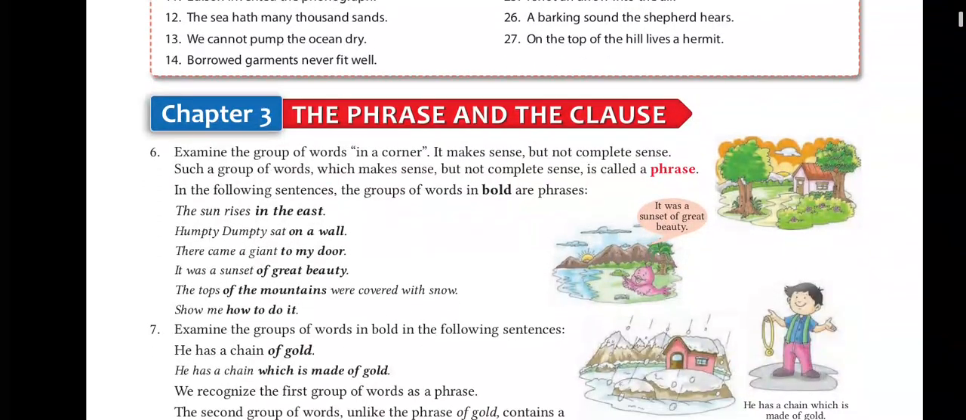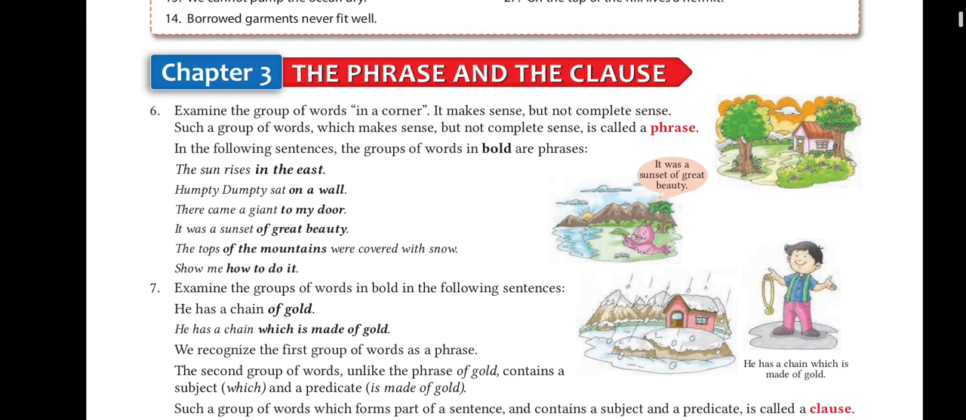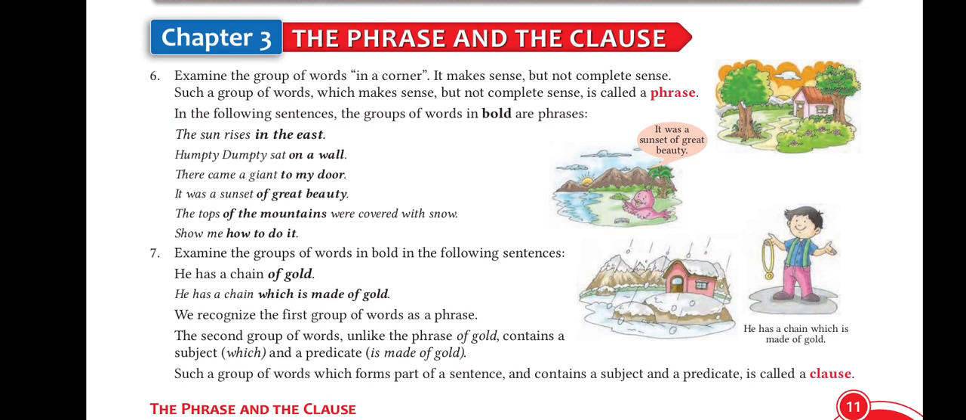The second topic is phrase and clause. What is a phrase and what is a clause? Examine the group of words in a corner. It makes sense but not complete sense. A group of words which makes sense but not complete sense is called a phrase. Such a group of words which makes sense but not complete sense is called a phrase. In the following sentences, the group of words in bold are phrases.